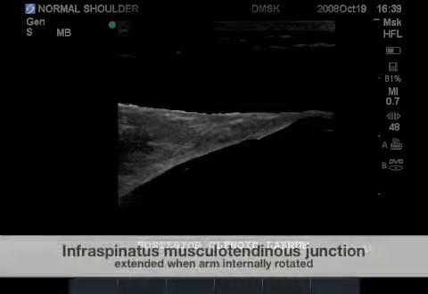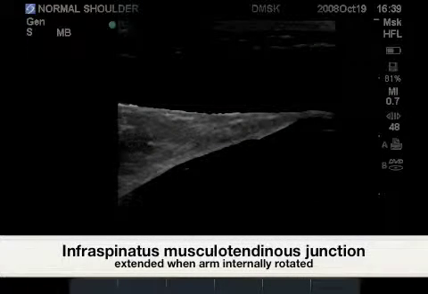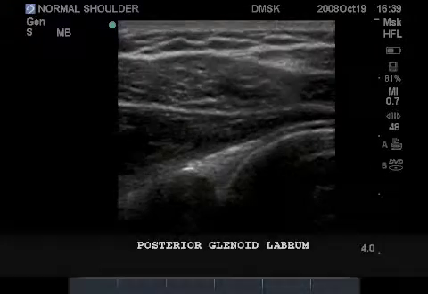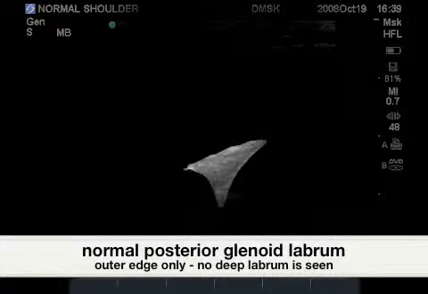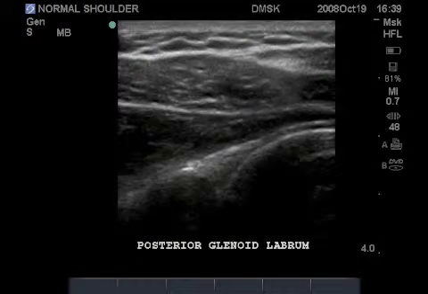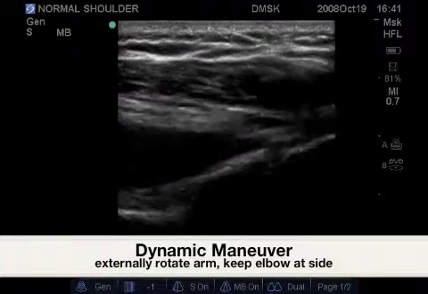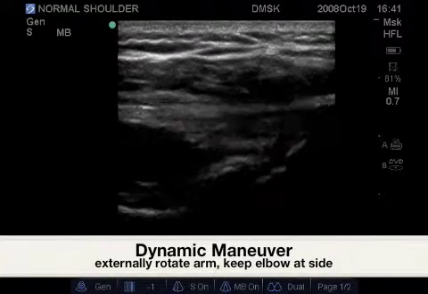Highlighted here would be the infraspinatus muscle belly, which is seen obliquely in this slice so that we can have a clear image of the posterior glenoid labrum, here highlighted as a hyperechoic triangle. Internal and external rotations are great dynamic maneuvers for the posterior glenoid labrum.